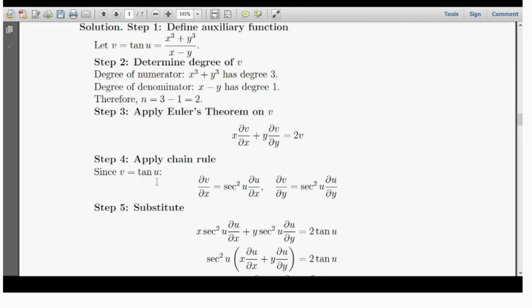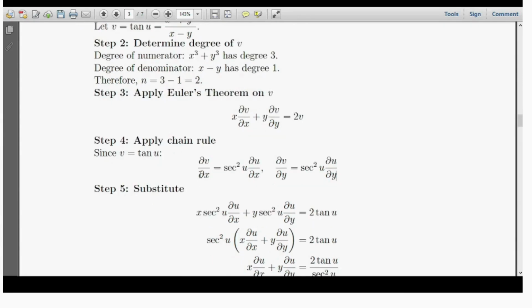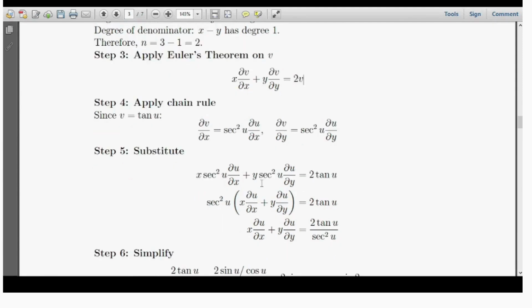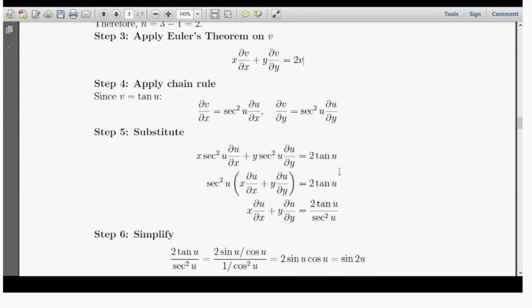So now apply chain rule. Since v equal to tan u, ∂v/∂x equal to differentiation of tan u, secant square u into ∂u/∂x. This is by applying chain rule. Now ∂v/∂y equal to secant square u into ∂u/∂y. Substitute this in the first equation, Euler's theorem. So x ∂v/∂x is secant square u ∂u/∂x plus y ∂v/∂y is secant square u ∂u/∂y equal to 2 tan u, 2v.